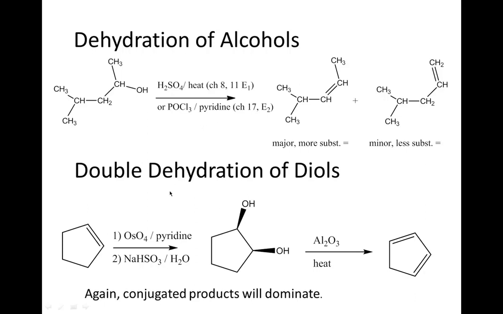So, if we want to do double dehydration, we again need two OHs in the same molecule. We did learn some ways to do that, and one example is we could start with an alkene and use the osmium tetroxide, and we could get a cis diol. And so rather than heating it up with sulfuric acid or the other, the POCl3, what is preferred for doing the double dehydration is aluminum oxide and heat.